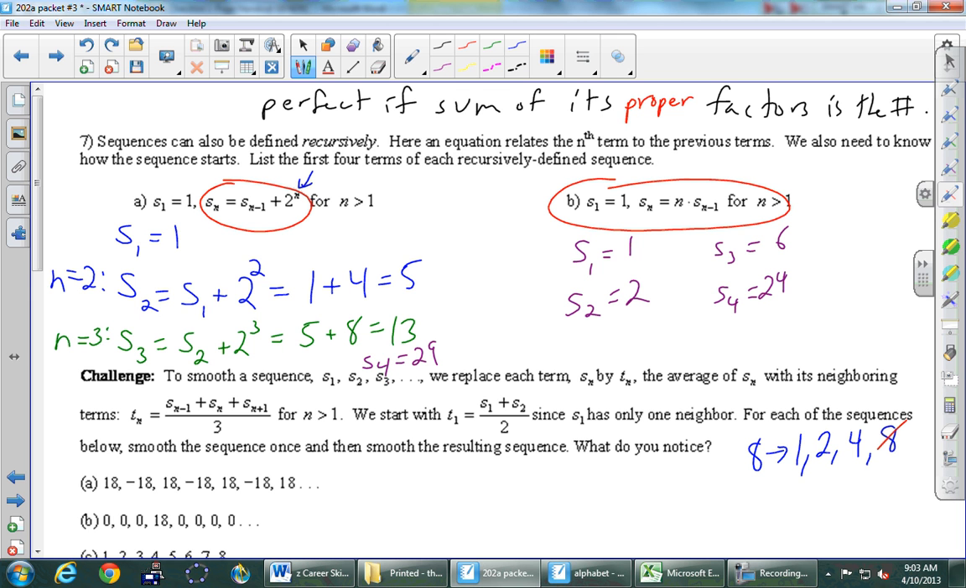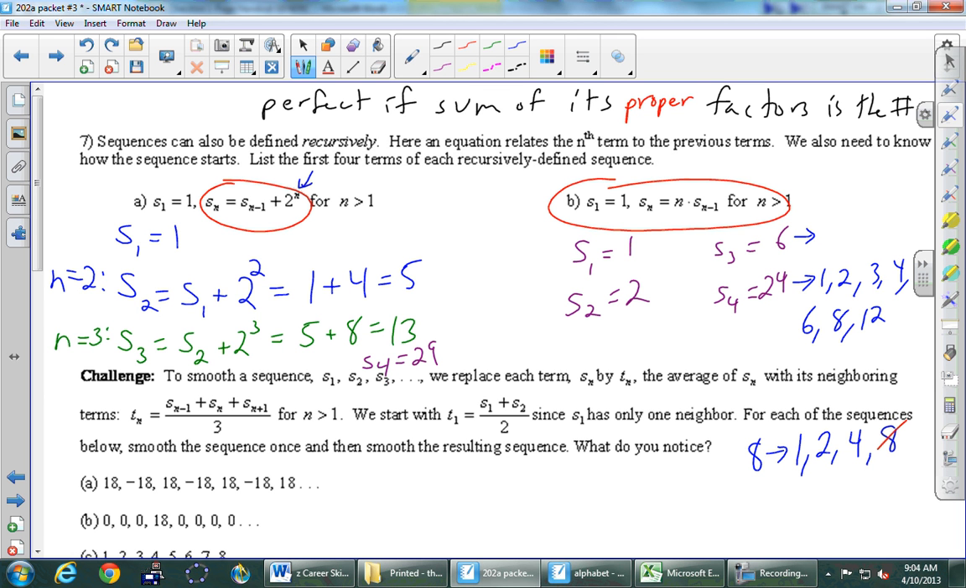It could be the case that a number has a bunch of factors, like 24. Let's list the factors of 24. 1, 2, 3, 4, 6, 8, 12, and then we're not counting 24. Add them all up. Is it going to be smaller or bigger than 24? Much bigger, right? Okay, so 24 is called abundant because it has a sum bigger than itself, as opposed to the deficient 8.